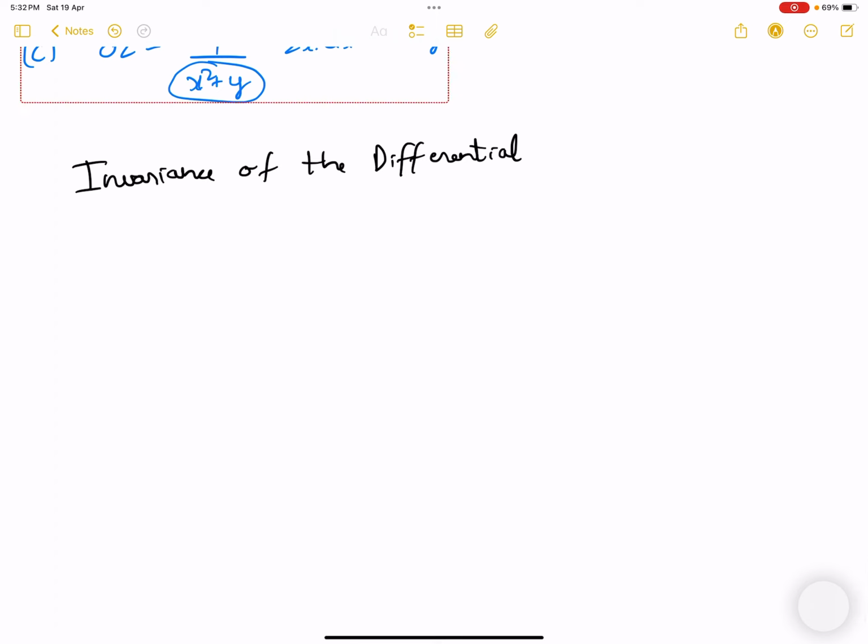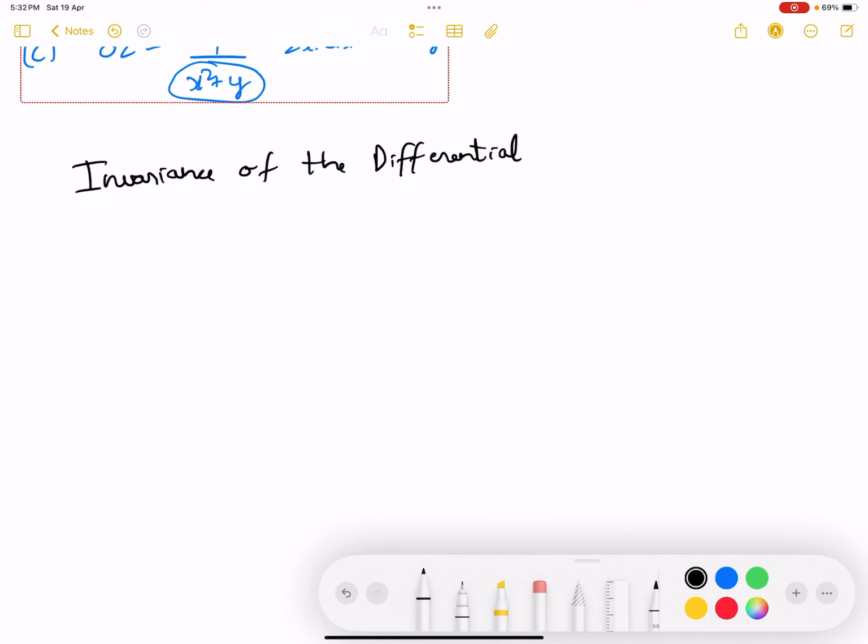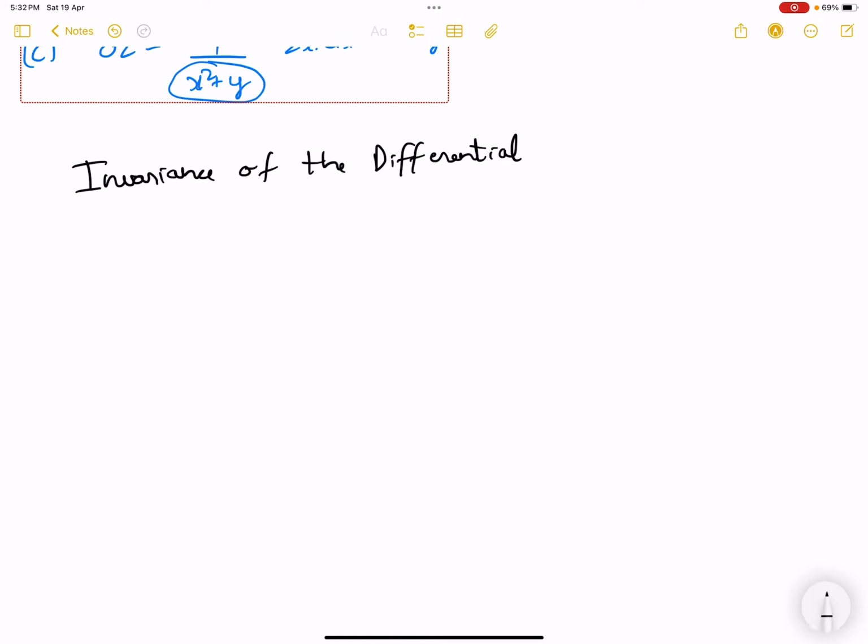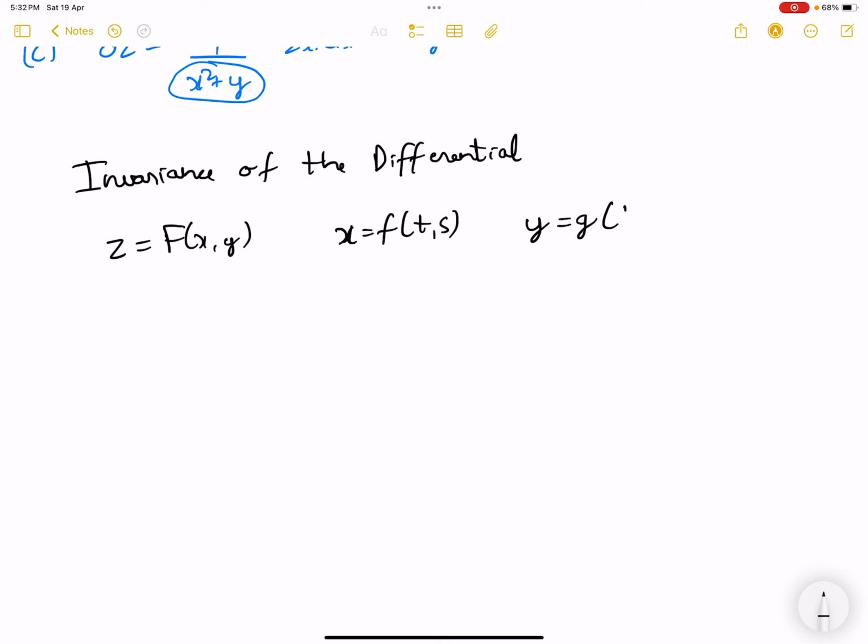Invariance of the differential, ठीक है. तो बेसिकली मैं तुम्हें बताता हूँ पहले है क्या चीज़. इसका मतलब है कि अगर जो फंक्शन है वो कॉम्पोजिट फंक्शन है, and it is a composite function of other variables as well. जैसे एक z फंक्शन है, पहले तो f x और y का, but suppose x is itself dependent on t and s and y is also dependent on t and s.